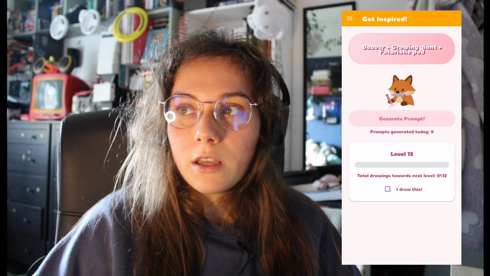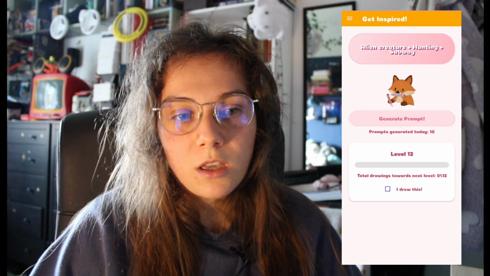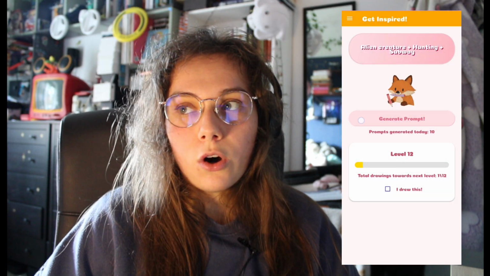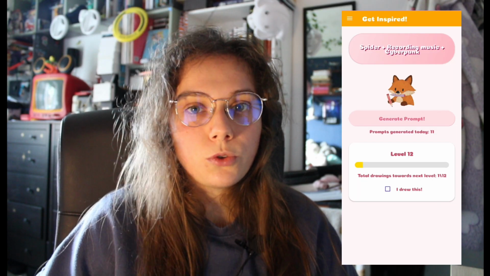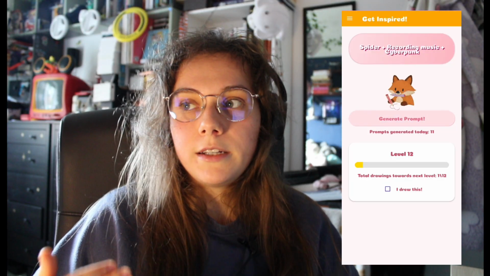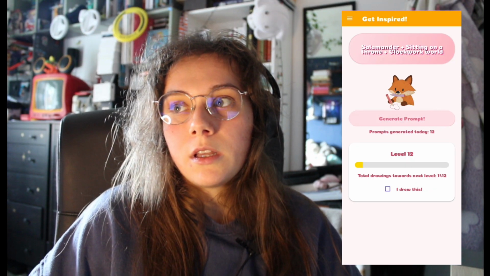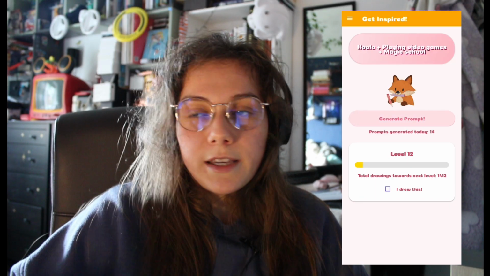The level up system works the way that you start at level 0, as you do, and then to get level 1 you need to take a picture of one drawing, or checkbox that I drew this for one drawing. Then level 2, 2 drawings. Level 3, 3 drawings, and it basically goes up. For level 12, like you can see, 12 drawings. And then every time you draw something, it gets saved to your phone.